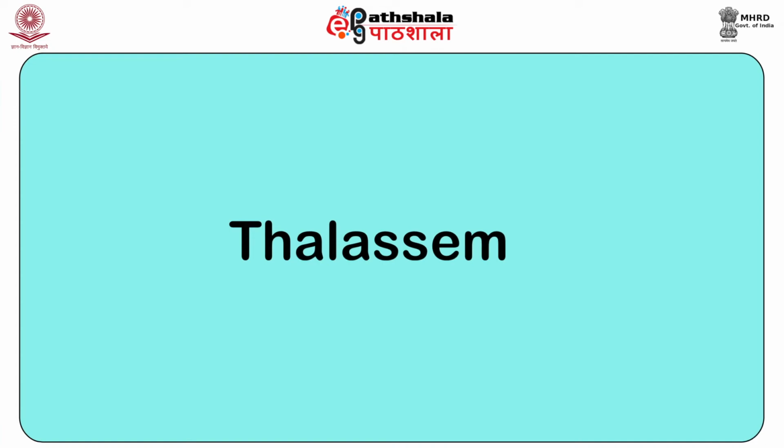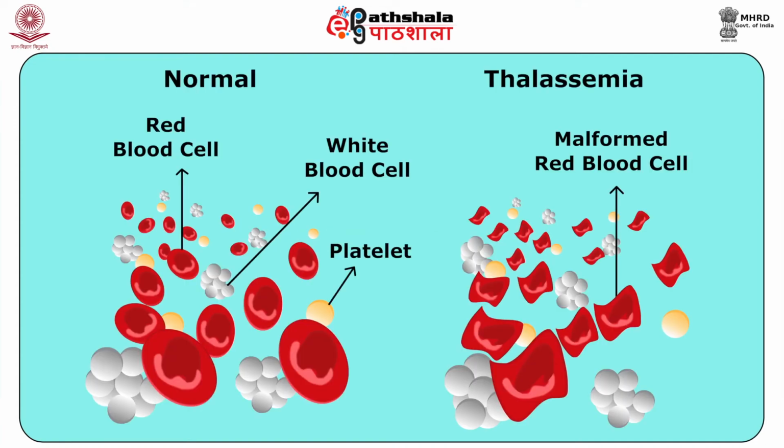Next, thalassemia. Thalassemia is an inherited autosomal recessive blood disorder that affects a person's ability to produce hemoglobin, resulting in mild or severe anemia. It occurs when the production of hemoglobin chains, mostly the alpha and the beta forms, is largely impaired, eventually causing the destruction of red blood cells.